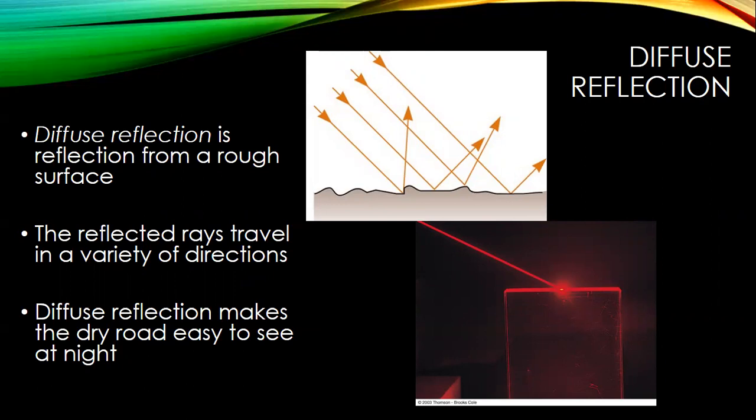And here we can see in the first case, light hitting the surface, bouncing all over the place in all different directions, and therefore we're not going to get an image. We'll see how images form in a little bit.